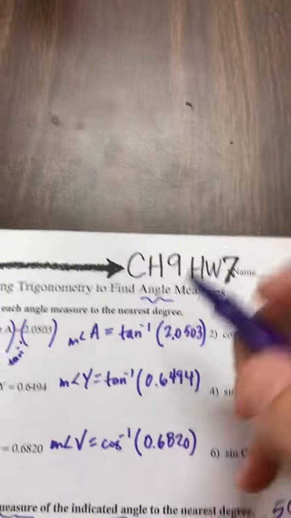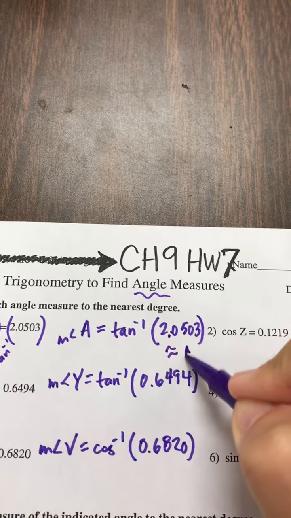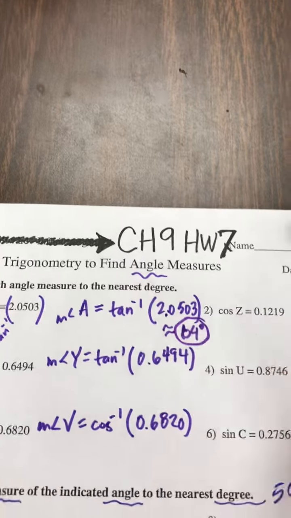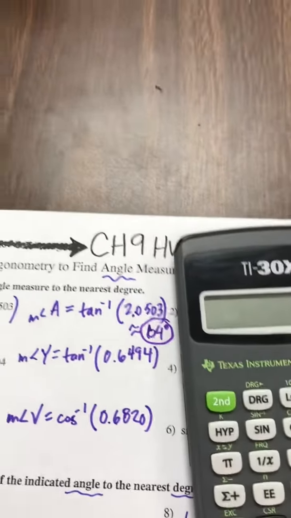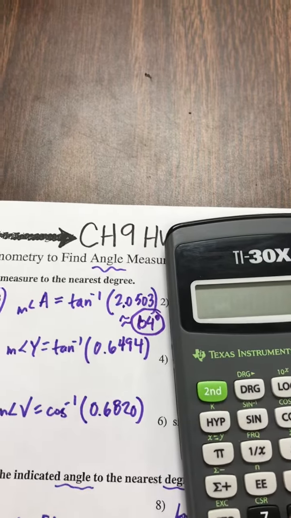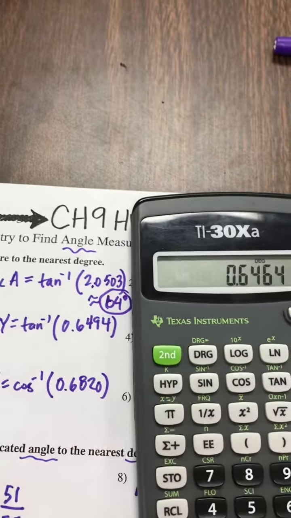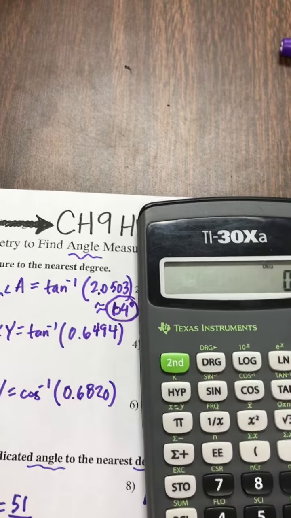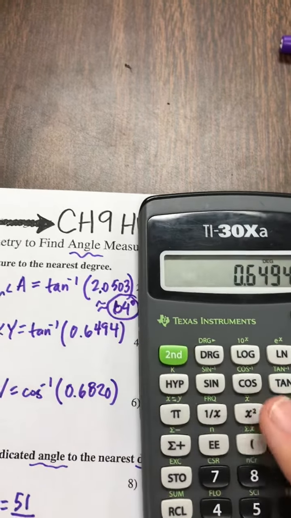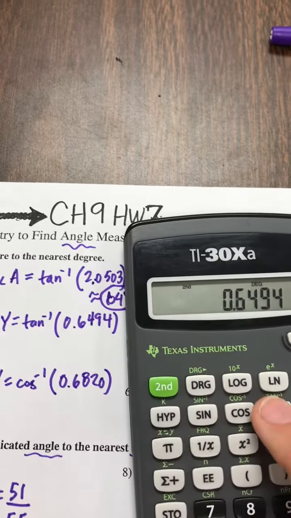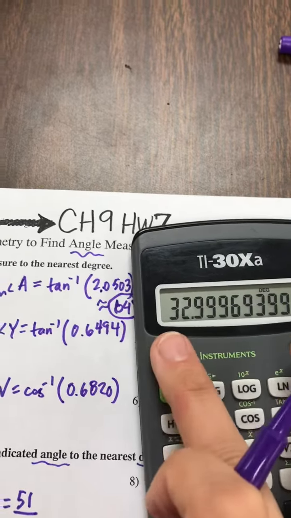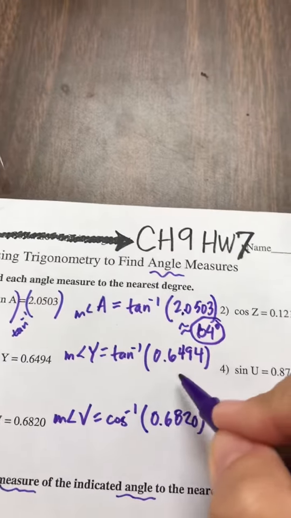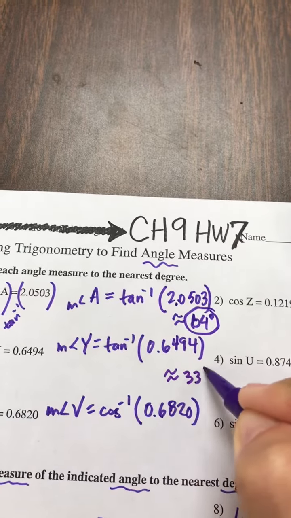So that would round up to 64 degrees. Okay, next one, 0.6494. Oh, typed it in wrong, 0.6494. And then I hit the inverse tangent. That'll round to 33 degrees.